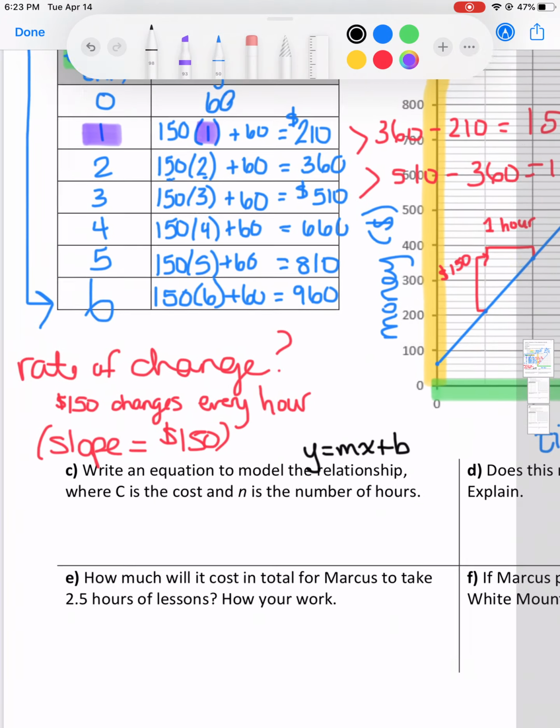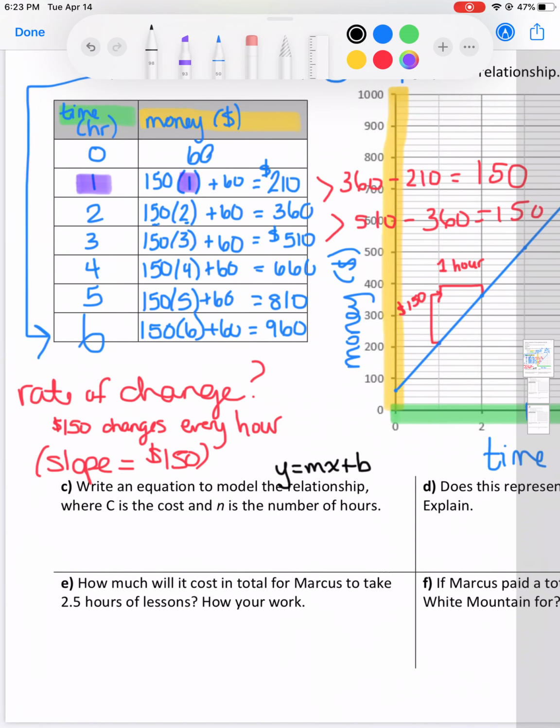What is my y? My y is my money. So that's my C. C is equal to, what's my slope? Well, we've already found it to be 150. What's my x? My x is time. Time is represented by n. What's my starting amount? $60.